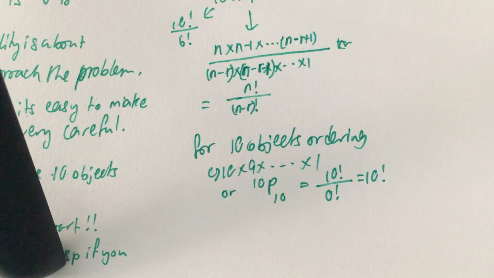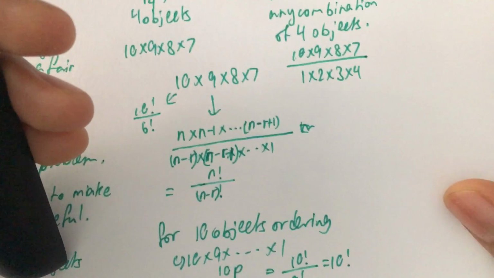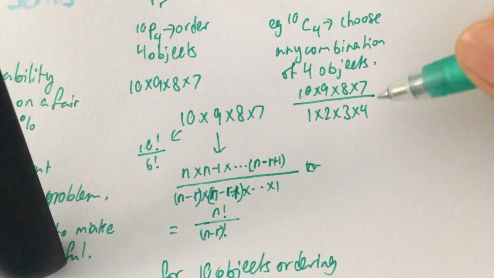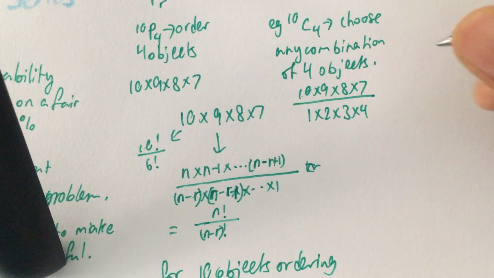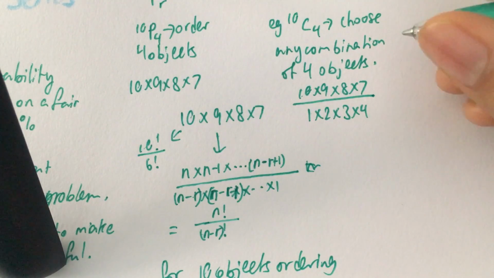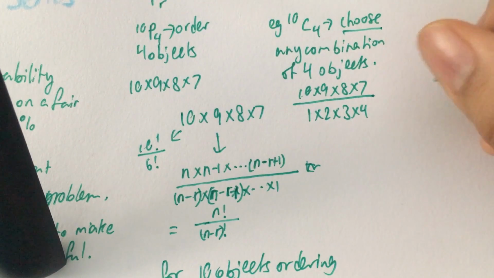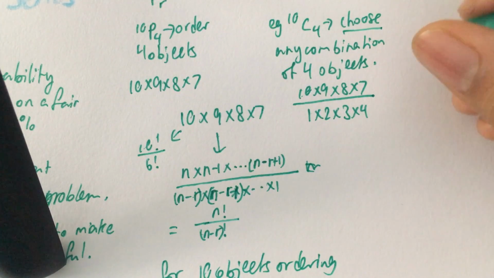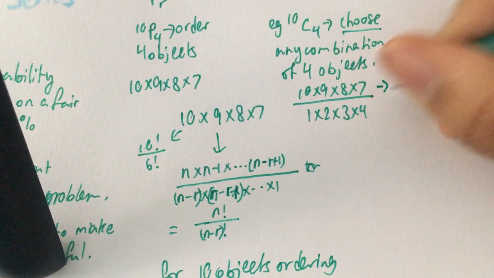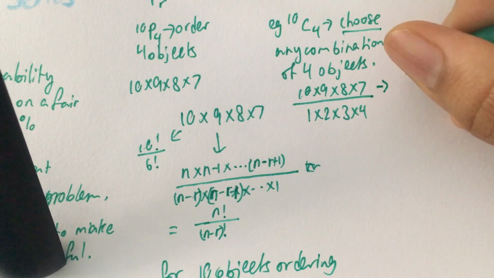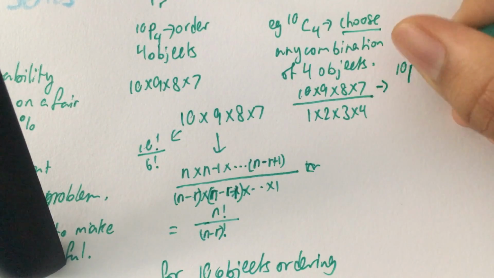So how do you do combination then? Combination is different because if we go back to our example of 4 objects, we are only dealing with the selection of 4 objects out of the 10. We do not care about what order they are in. So how does that work? Let's say you have 10 objects. You can choose any 4 of them. How do you do it?